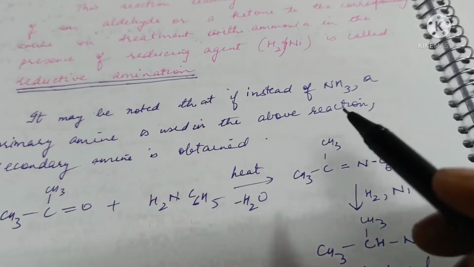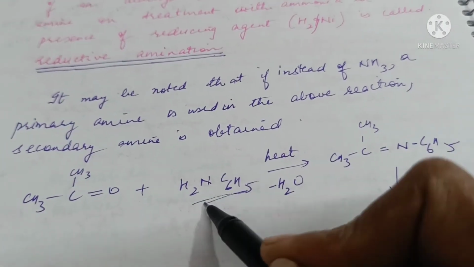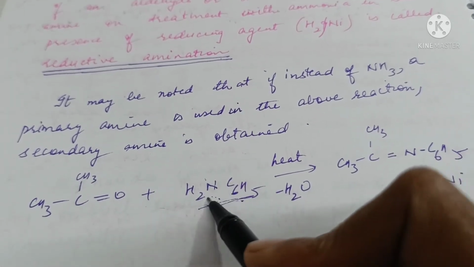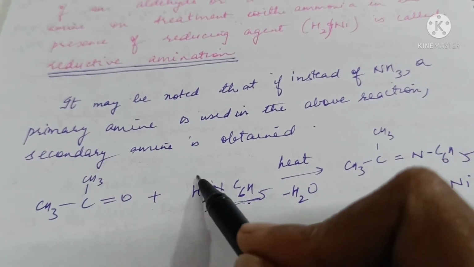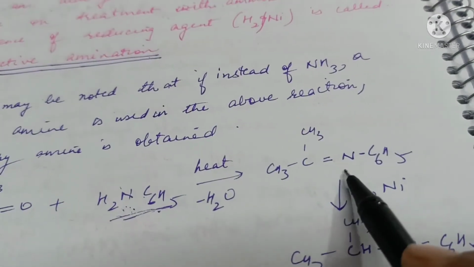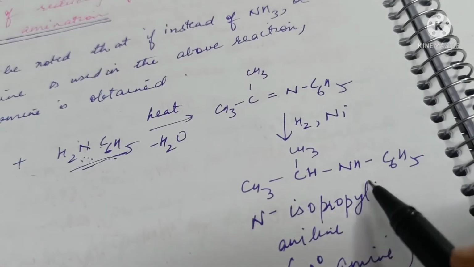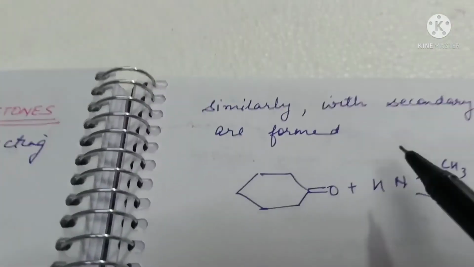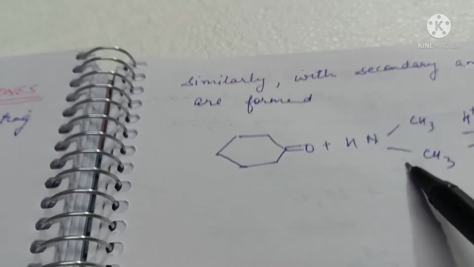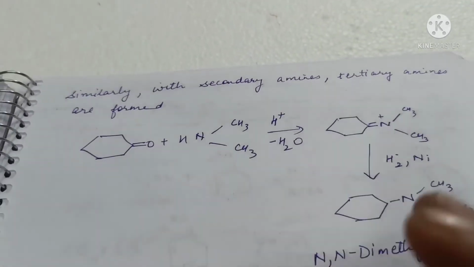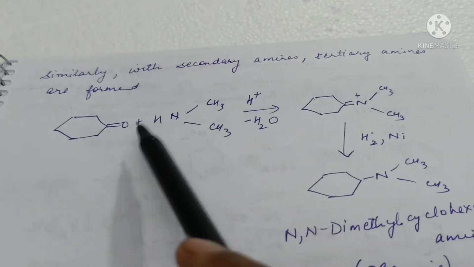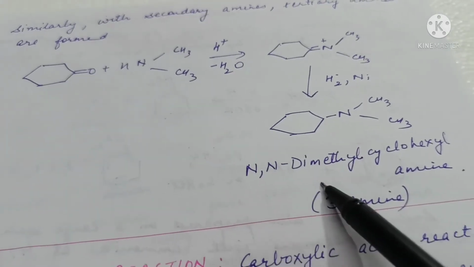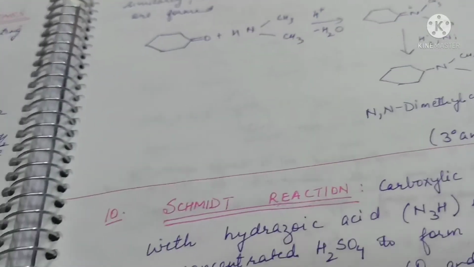It may be noted that instead of ammonia, we can also use amine. It will also act as a nucleophile. So 2 hydrogens of amine and oxygen will combine to form water, and this gets attached here, and then on reduction this will form a secondary amine. And if we reduce a ketone with a secondary amine, we get a tertiary amine. So cyclohexanone on reduction with dimethylamine will form N,N-dimethylcyclohexylamine, a tertiary amine.